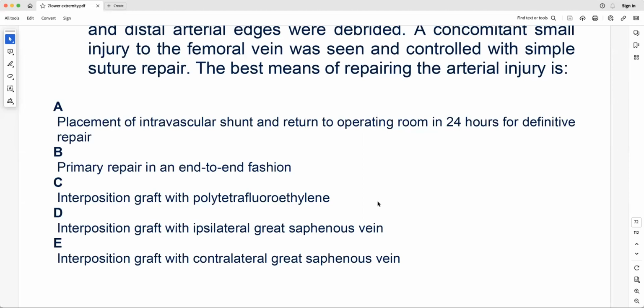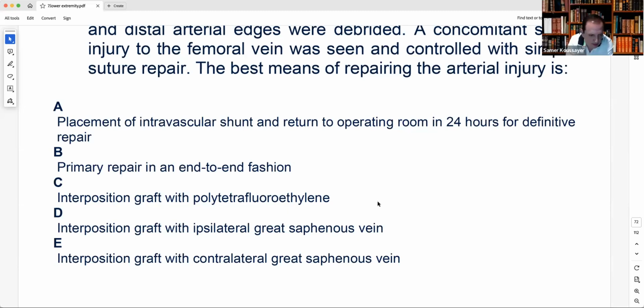In this case, do I choose end-to-end anastomosis on both sides, or do I ligate the artery and make it end-to-side? Because it happened to me twice, and one time I did end-to-end, one time end-to-side. I think end-to-side works better. Okay, end-to-side works better. Okay.